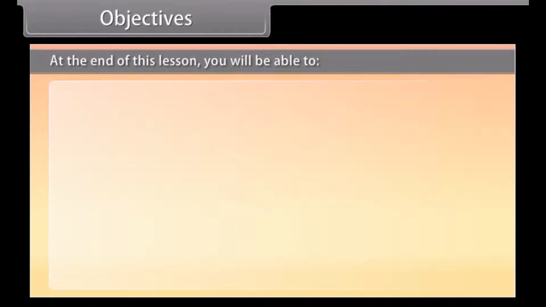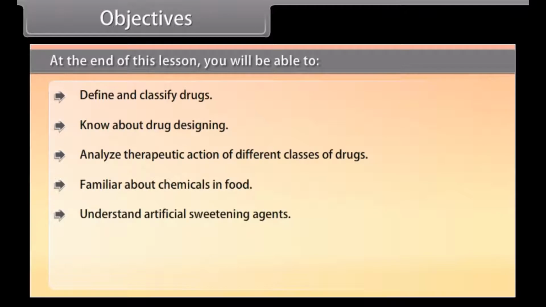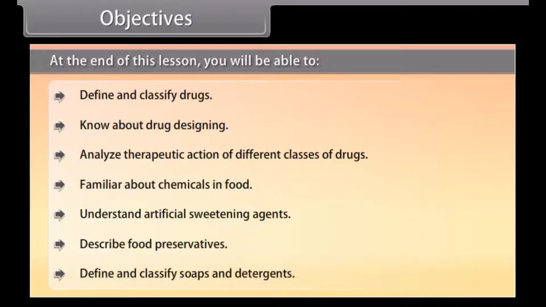Objectives. At the end of this lesson, you will be able to define and classify drugs, know about drug designing, analyze therapeutic action of different classes of drugs, become familiar with chemicals in food, understand artificial sweetening agents, describe food preservatives, define and classify soaps and detergents.